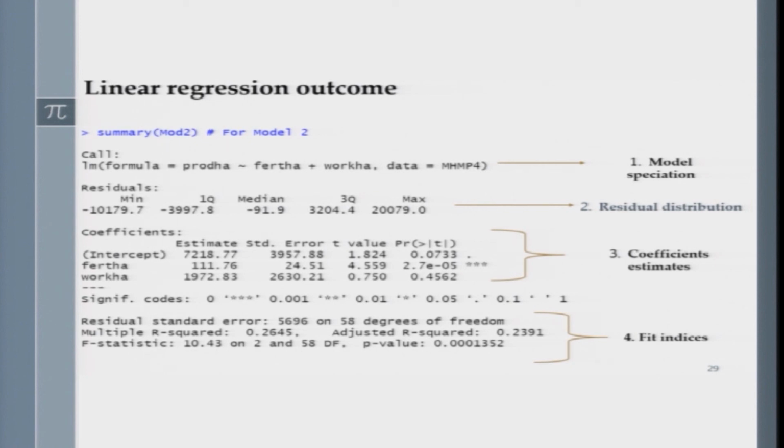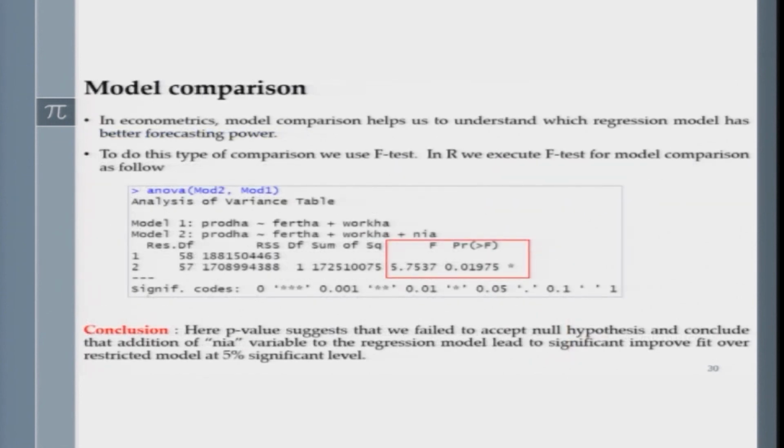Now let us move on to the model comparison story. How to do a model comparison? We have to run the F test. That is what we have studied in the second part of the course. We have to conduct the F test if we want to compare the performance of restricted versus unrestricted models. So, here I am showing you how you can execute the F test for model comparison.